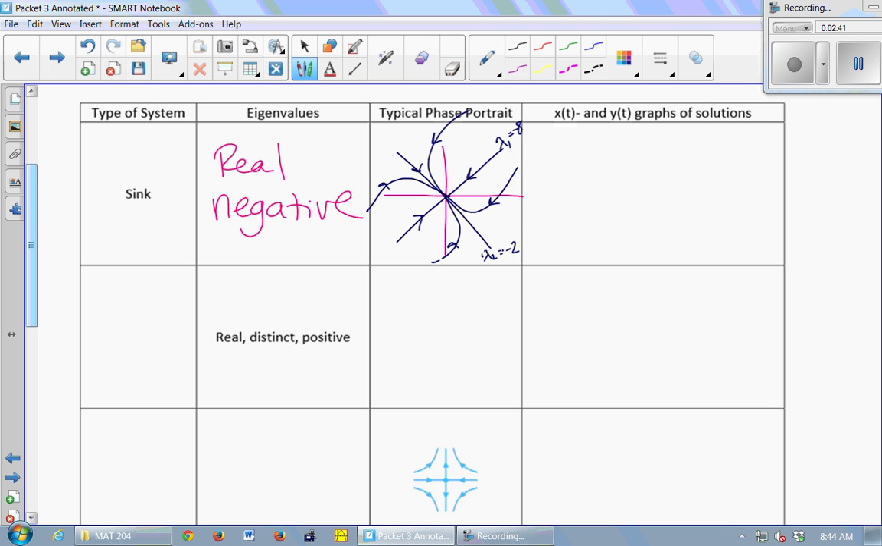And then solutions, x of t and y of t, graphs of solutions. So this is x and y, and this is t. What do my solutions generally look like? What are they all doing? Yeah, they're all just coming towards 0. Wherever they start, they're just approaching 0. So something like this. And x might start closer, but it does the same thing, it just goes to 0.